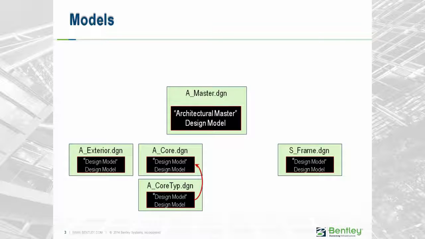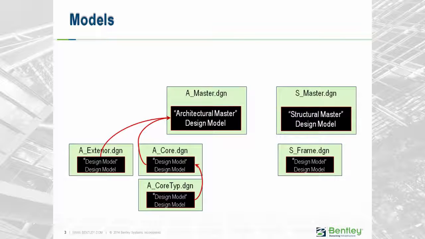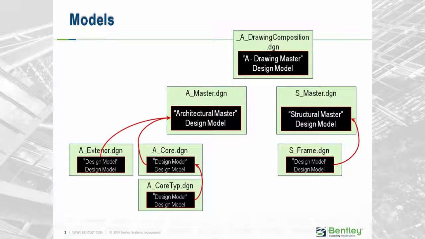The next step is to create the A master file, which will be an empty 3D design model, and we will reference A exterior and A core to that file. Similarly, the structural engineers would create an S master file and reference any structural working models to that file. Finally, for the creation of drawings, we will create an A drawing composition file, which will be, again, an empty 3D design model, and we will reference not only the architectural master, but also the structural master, because we do want that information in our drawings as well. This might also include a mechanical master and an electrical master, depending on what you want to show in your architectural drawings. So let's walk through that process.